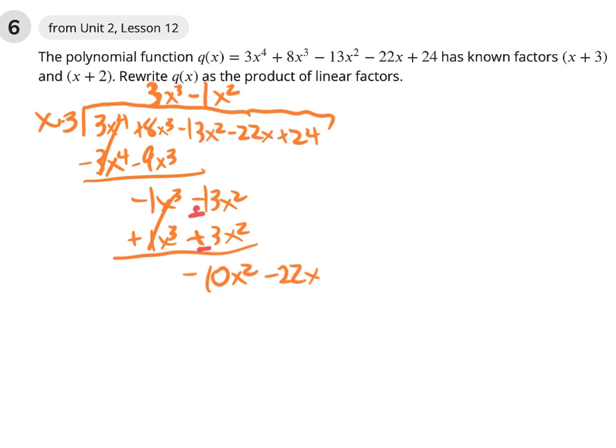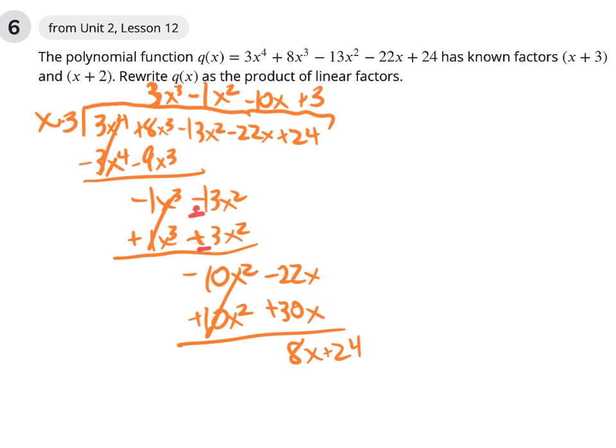This is going to be -10x because I matched the first term. Change both signs, cross that out. 30 minus 22 is 8x, bring down the 24. Multiply by 8, because I have to match the first term. 8x times 3 is 24. Change both signs, I get 0. So x plus 3 is a factor.